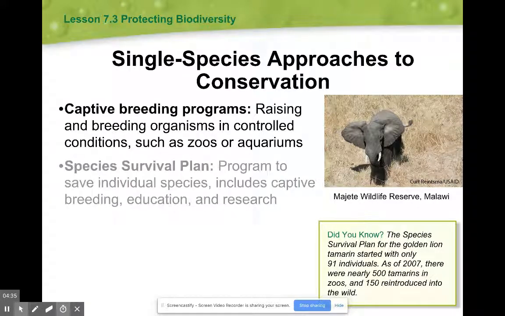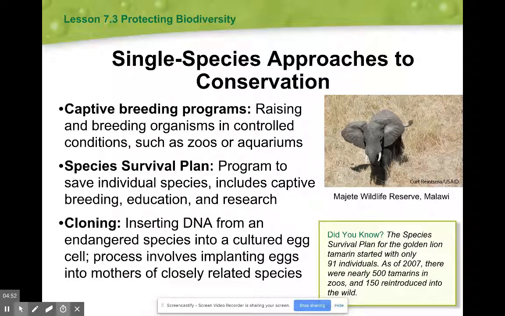the numbers of these animals increase. There's also this species survival plan, and this includes not only breeding them, but also educating the public, doing research on how and why these animals may be becoming endangered, and how to make their lives better in the wild. And then finally, this is kind of a last-ditch effort, and we don't see this a whole lot, but what we can do is cloning, where you're taking DNA from the endangered species and putting it into another animal that's very closely related in the hopes of just keeping that animal's DNA at least within the breeding pool.